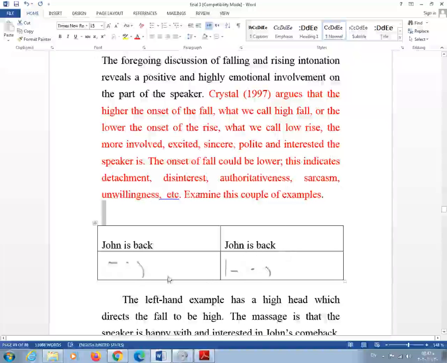Okay, John is back. I'm happy. And John is back. I'm not interested. He's back. I don't care. So the head determines which kind of fall, and we're gonna see this with rising. It depends on the pitch level that we use when we say the head. If we start the head with a high pitch, the fall or the rise, as we're gonna see, will be so remarkable, so prominent, so perceptible easily, showing strong emotions and a lot of things.